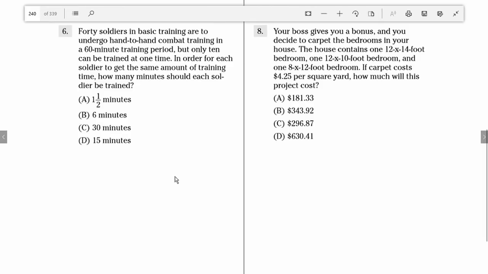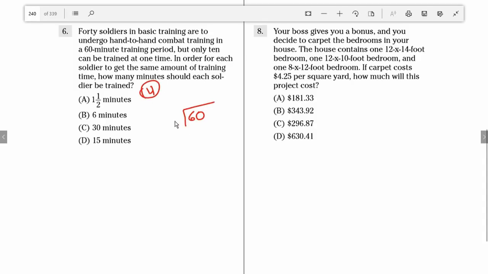Okay, number 6. 40 soldiers in basic training are to undergo hand-to-hand combat training in a 60-minute training period, but only 10 can be trained at one time. In order for each soldier to get the same amount of time training, how many minutes should each soldier be trained? So basically, you're going to do 60. You know there are 40 people total, and they can only be trained in groups of 10. So you know there are going to be 4 groups at least.